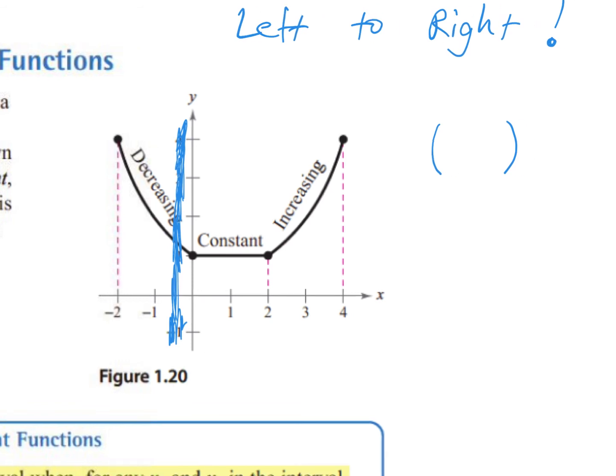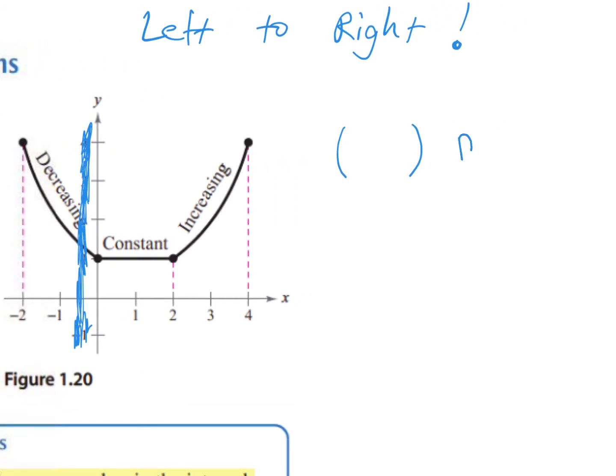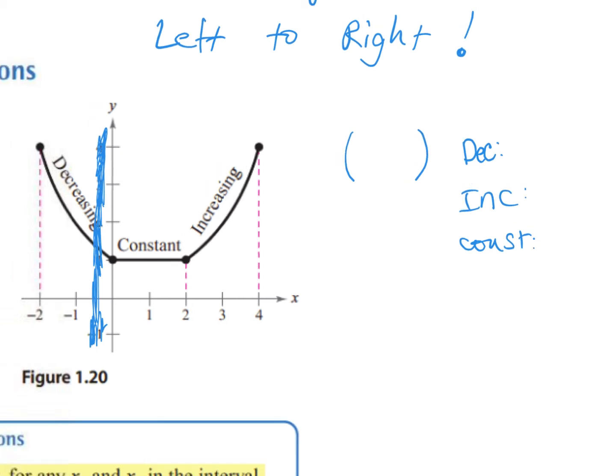So if I was going to ask you guys, and you'll be asked to do this on your quiz, I want intervals of increase, decrease, and constant. If for some reason there is not an interval of decrease, increase, or constant, you have to write none. Don't just leave it blank, because then I think you don't know what you're talking about, which is definitely not the case, I know.